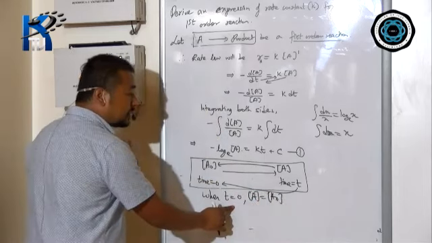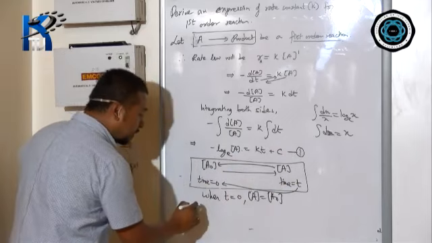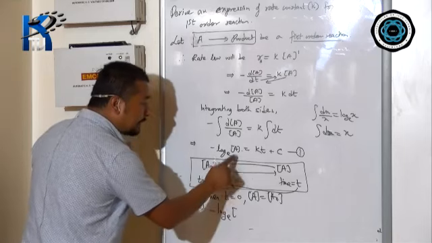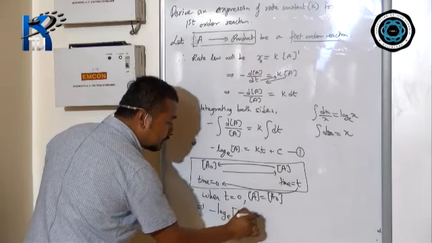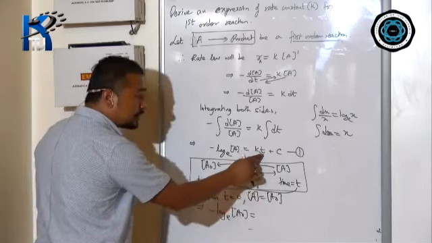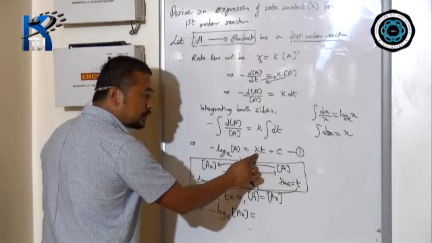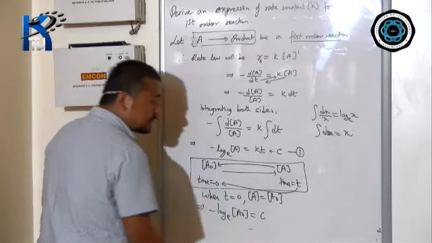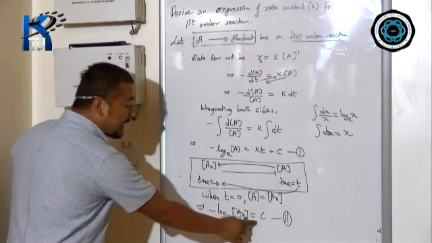Now let us substitute this in equation 1. So minus log to the base e, I am replacing concentration A with A0 now, is equal to, now t is 0, so put 0 here, 0 into K becomes 0, no need to write. Then what will remain here is simply C. Let this be equation 2. Now you got the value of C.